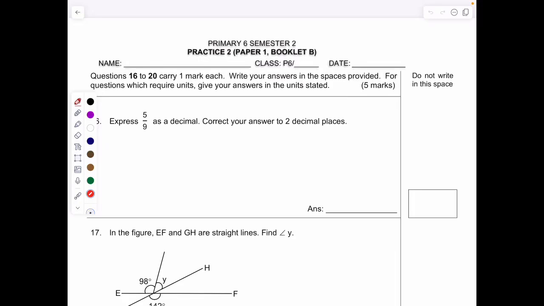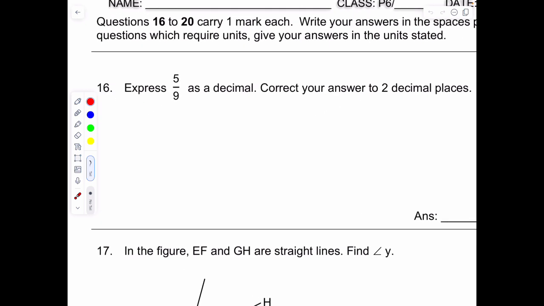Looking at booklet B of practice 2. So first question, express 5/9 as a decimal. Okay, so in this case, because the bottom part is quite difficult to make into 10, 100, 1000s or 10,000s, we will just go ahead and do long division. So in long division, just make sure that you know what goes outside and what goes inside.